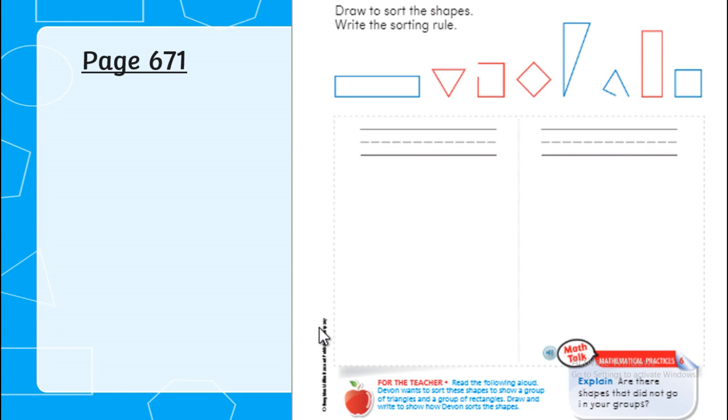Open with me page number 671. In this page, they want me to draw the shapes under each group after I sort them. Sort means to put in groups according to the properties. What are the properties that I am going to sort according to today? I can choose that this is the group of the rectangles and this is the group of the triangles. Or I can say that these are the 4 sides shapes and this is the 3 sides shape. And I'm not gonna put the opened shapes with them.